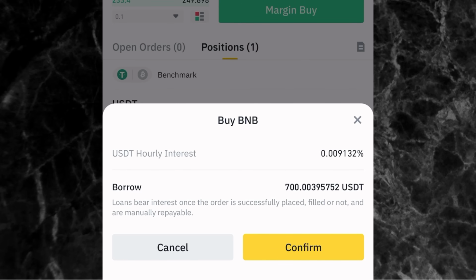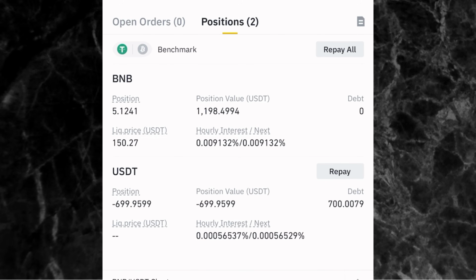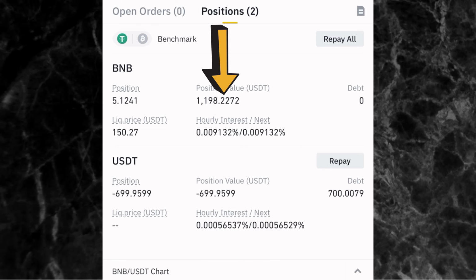So you don't have to borrow before taking the trade. And then once you've done that, you come here and tap on the confirm. Now, once you've done that, under your position, you'll be seeing that you have BNB in your wallet. And then you can see the amount of BNB you have in your wallet is 5.1241 BNB. Now, the position value is the amount you use to enter the trade. Remember, we use $1,200 to enter the trade.